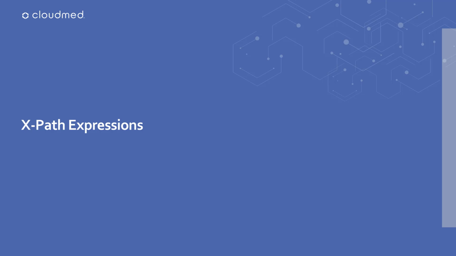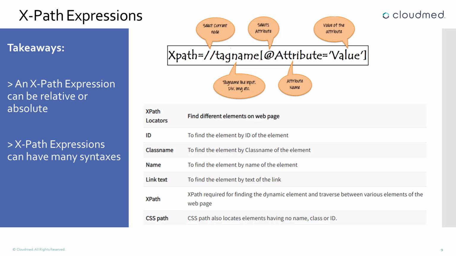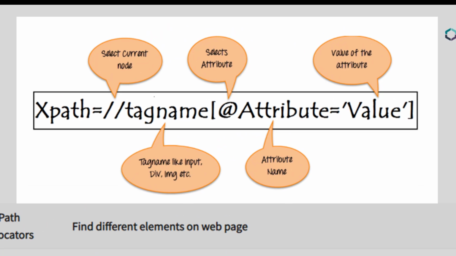XPath expressions. An XPath expression is the path itself to the element you are trying to get to. This is the general format of an XPath expression. It starts off with double slashes, which selects a current node. Then the tag name. So for example, if you were trying to select that button from before, the tag name would be button. Then this is what allows you to select attributes. If you were looking for that button, the attribute would be ID, and the value of that attribute would be my button. This is just kind of a simple format of an XPath.